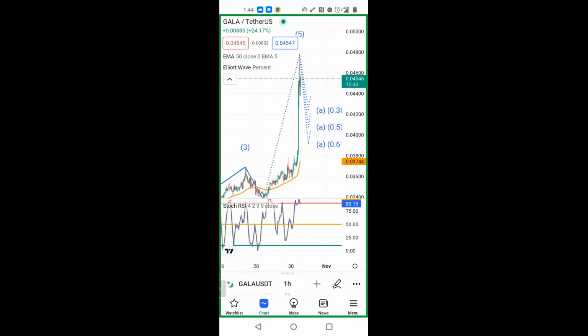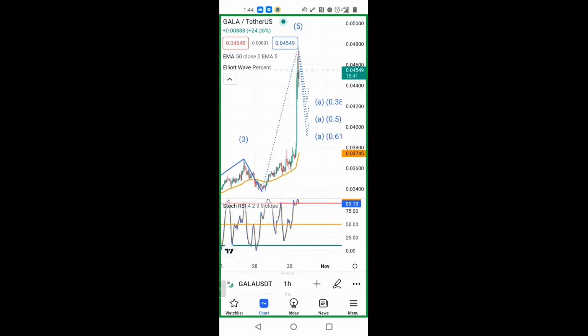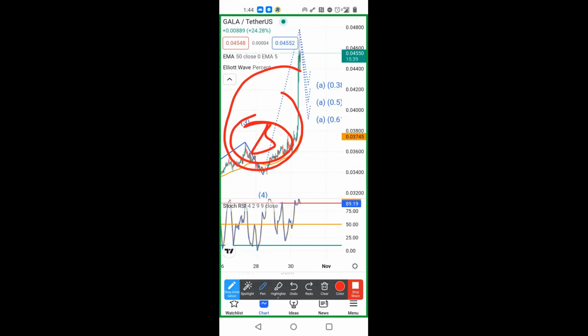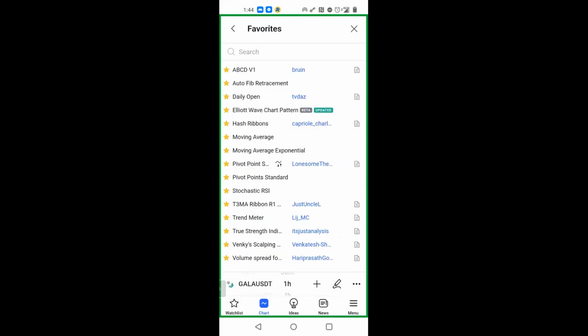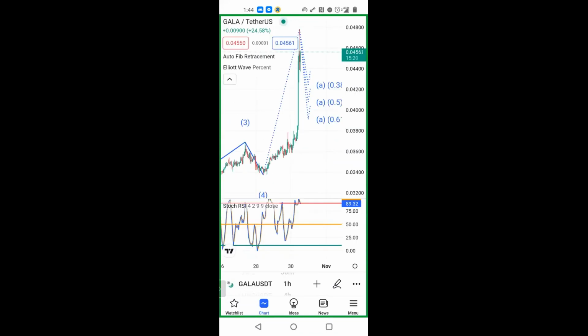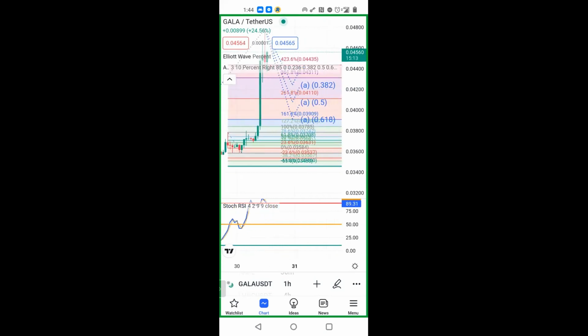But I can always remove the 50 EMA. Why? Because it has already shown me the direction of the market. It has shown me that candles are forming above it. It's on an uptrend. So I remove it. I just tap on X, because it's already in my favorites. Then I go and bring in the auto Fib retracement indicator. Why? Because this one will give me when to enter and when to get out.